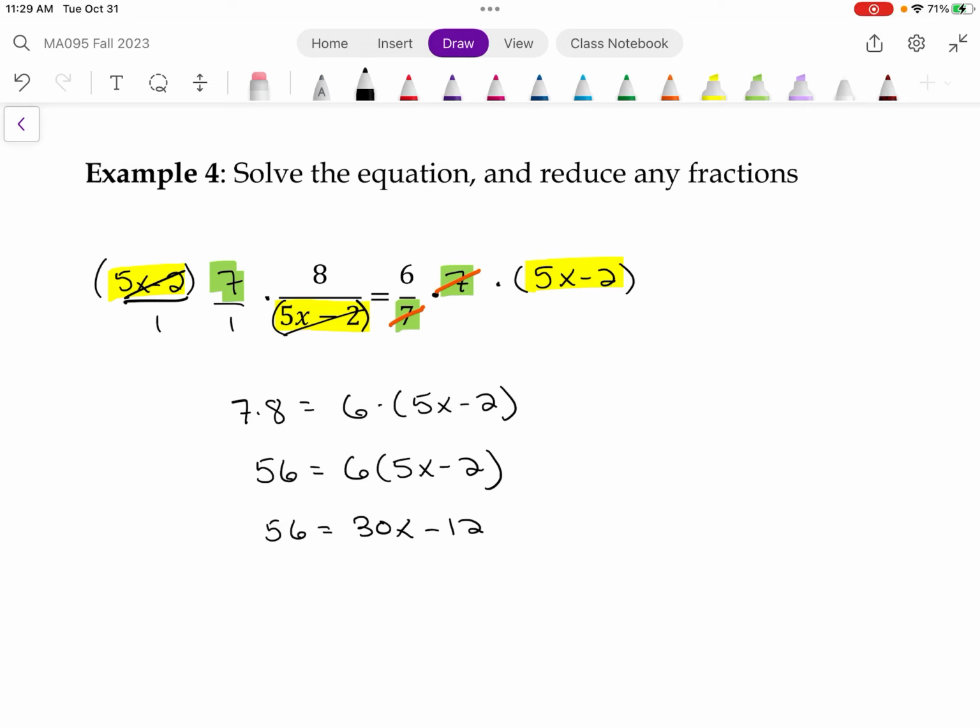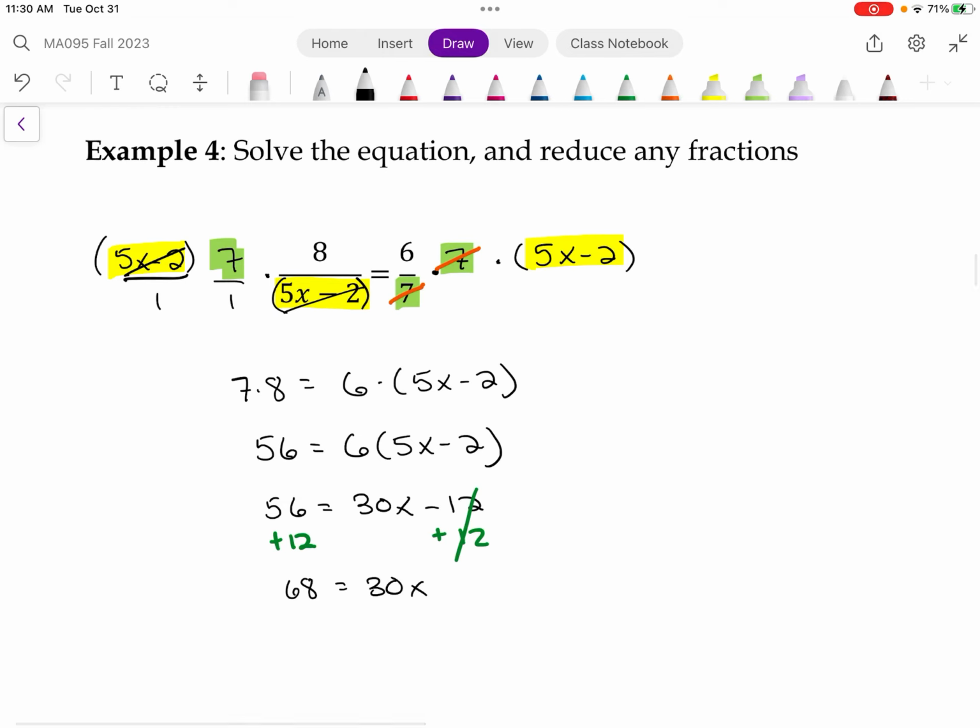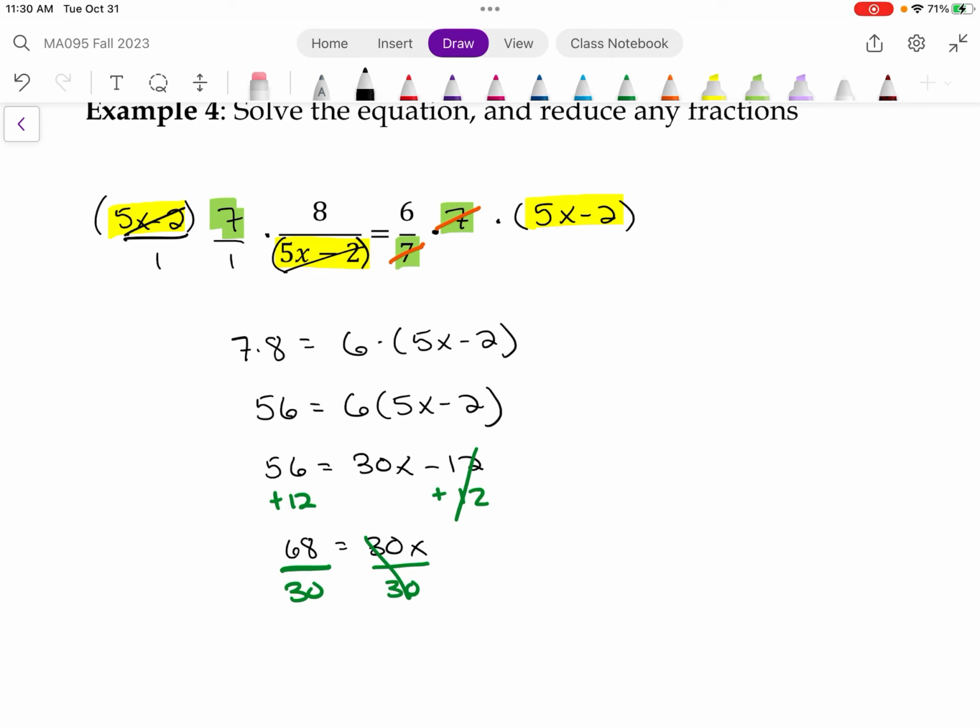All right, let's add 12 to both sides. So I'm going to say plus 12, and I get 56 plus 12 is 68 equals 30x. All right, so what's next? You should be dividing by 30. And the 30s cancel out, and I'm going to get x equals 68 over 30. Now that does reduce. Divide the top and bottom both by 2, and you get 34 over 15. So x is 34 over 15.